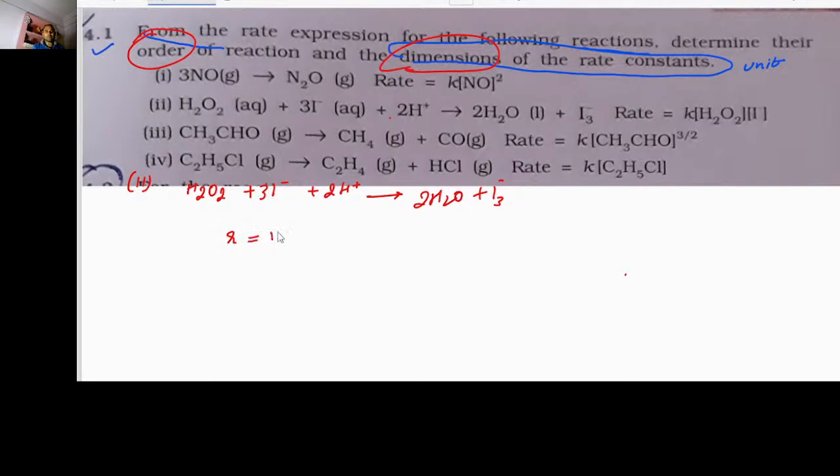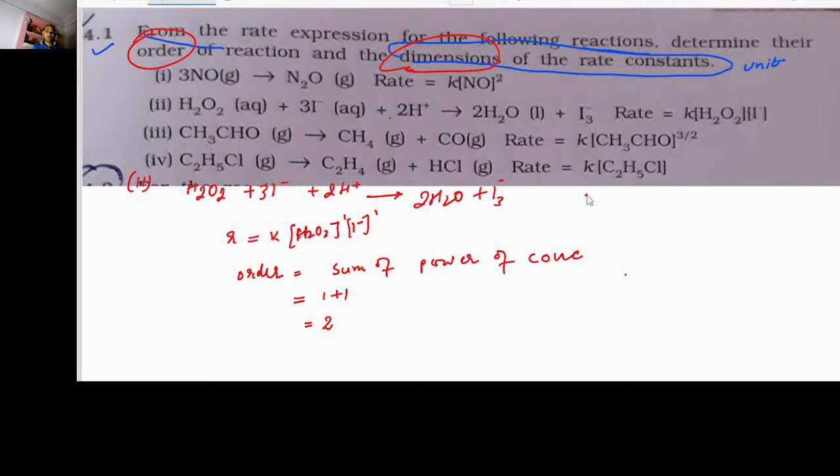This is the K. Here is H2O2, right, student? This will be in the square bracket, and here is I⁻. These things are there. Power is nothing, it means both powers are 1. Order, how do we write, student? Order is the sum of powers of concentration in the rate law. So 1 plus 1, so it is going to be second order, student. So order is second.